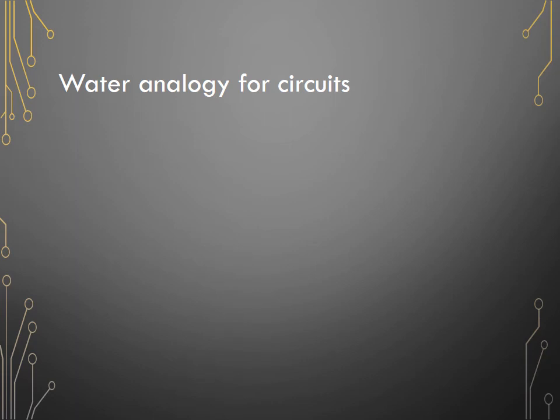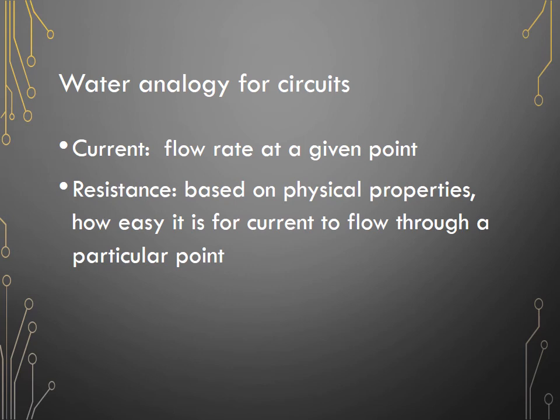So we're going to begin using a water analogy for circuits. So we saw current previously, and it's the flow rate at a given point within a circuit usually. The resistance is based on the physical properties of whatever the current's flowing through, and it is a measure of how easy it is for current to flow through that particular pipe.